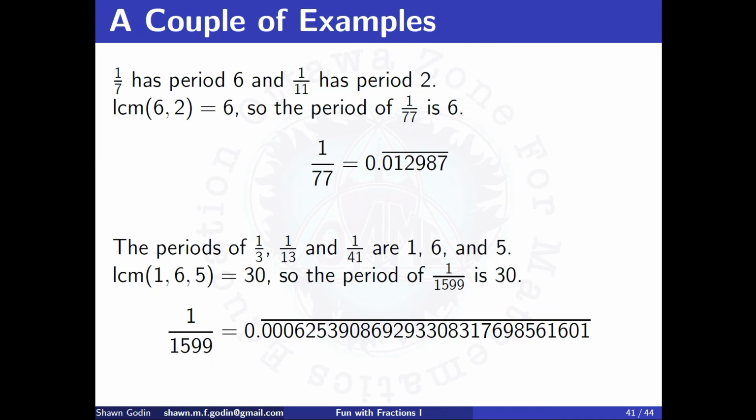So a couple of interesting things that we can see. Because the period length of 1/3 is 1, it means that if we multiply a prime by 3, it's not going to affect the length of the period. It's going to be exactly the same.